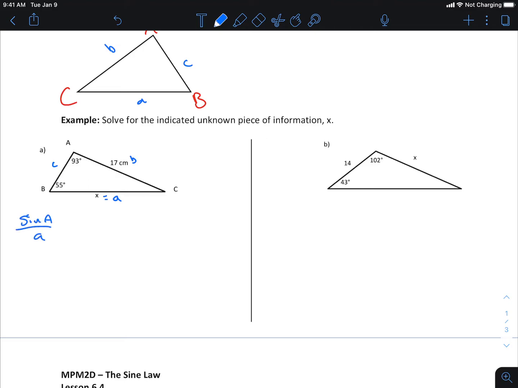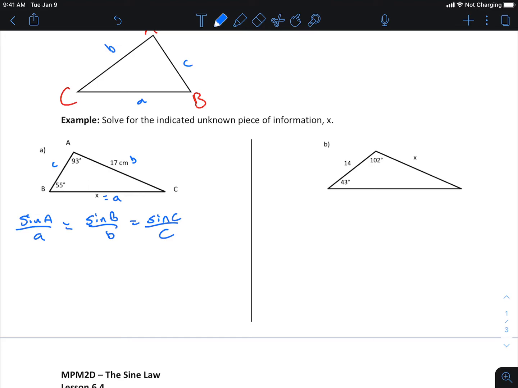Sine A over A is equal to sine B over B is equal to sine C over C. Okay? Fill in information. You guys, we've laid a pretty good foundation here to do this. It's just, this is the only new thing that we're going to do here. Just fill in the information.